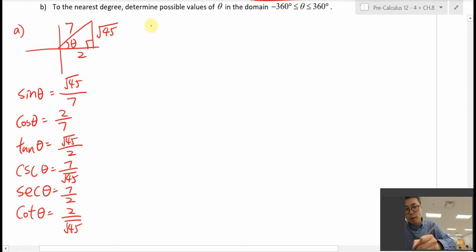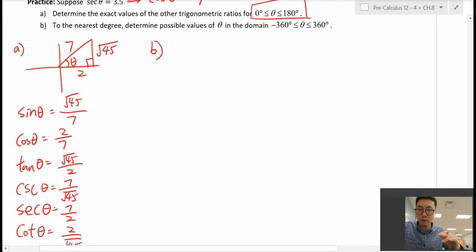So that's part A. Part B, however, says to the nearest degree, determine the possible values of theta in the domain from negative 360 to positive 360. This is the one where we will actually consider 2 different cases, okay? Because it could be quadrant 1 or quadrant 4, because cosine is positive in both quadrants. So let's look at case 1, where it's in quadrant 1.